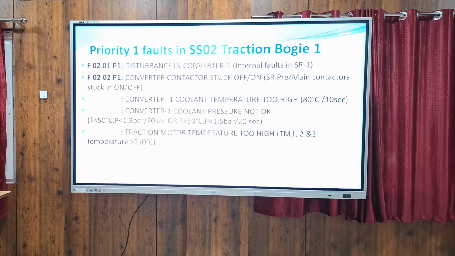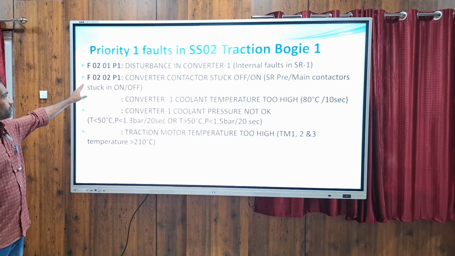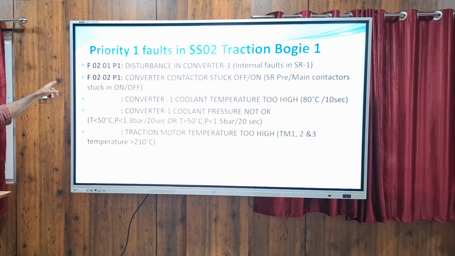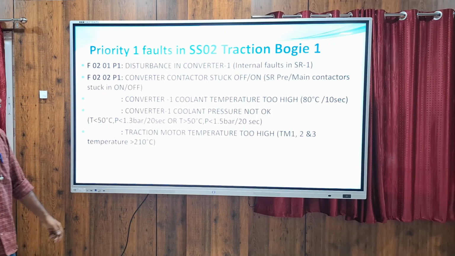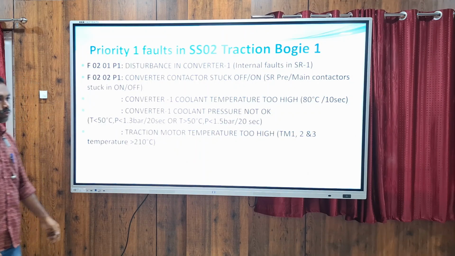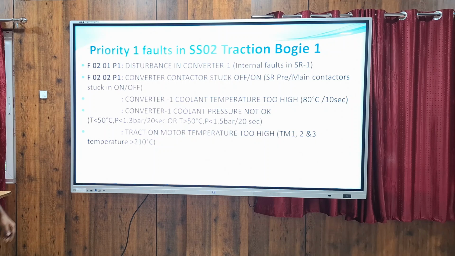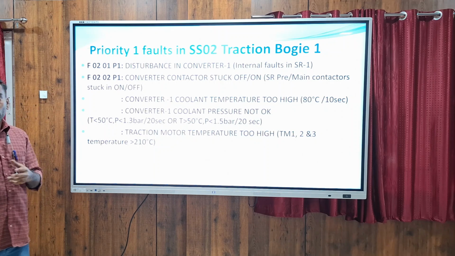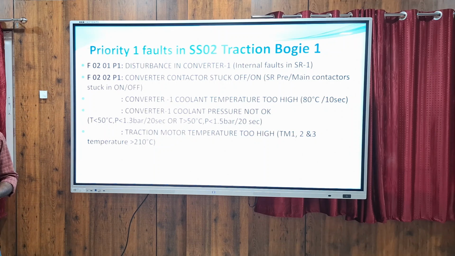Next is subsystem 2, SR1. Here, priority 1 faults are S0 to 0 and P1, disturbance in converter. Whatever life line missing or some other internal fault, power supply issue, in such cases this priority 1 fault will come. S0 and 0 and P2: actually, in that case, VCU cannot communicate to SR through MEB. So VCU will give this fault.